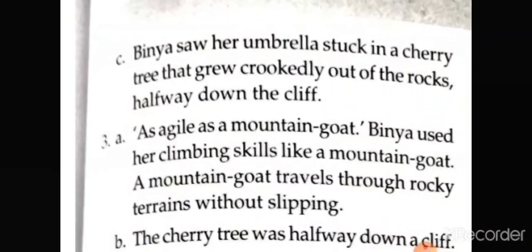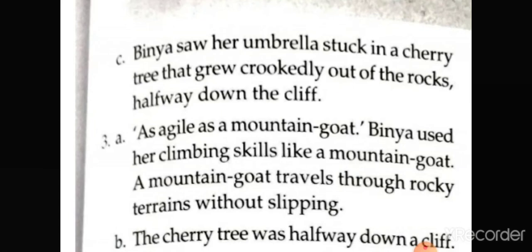Which word means looked with difficulty or concentration at someone or something? Why has the narrator used this word? So the word is peered. The narrator has used this word because Binya was trying to see where her umbrella was. Now coming on to question C. What did Binya see? So Binya saw her umbrella stuck in a cherry tree that grew crookedly out of the rocks halfway down the cliff.